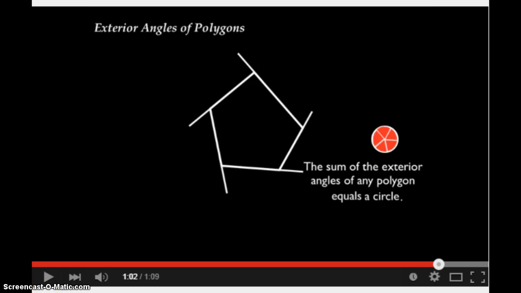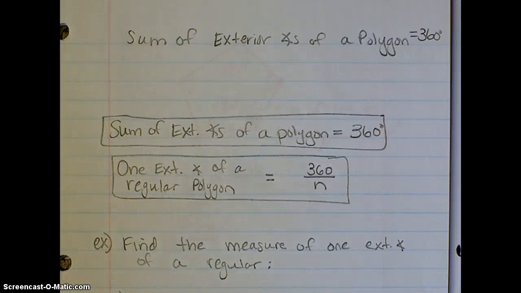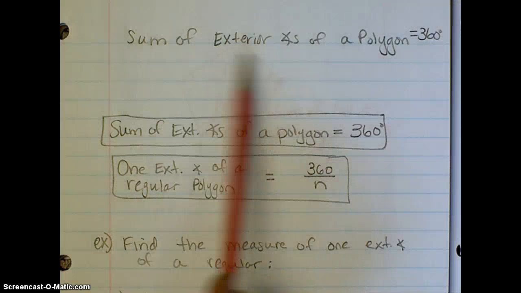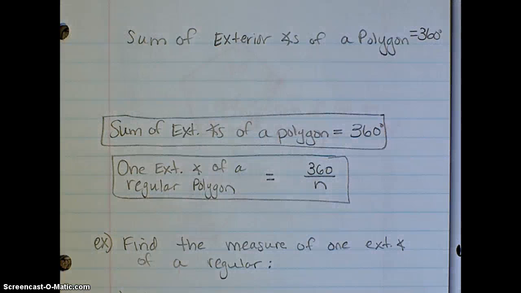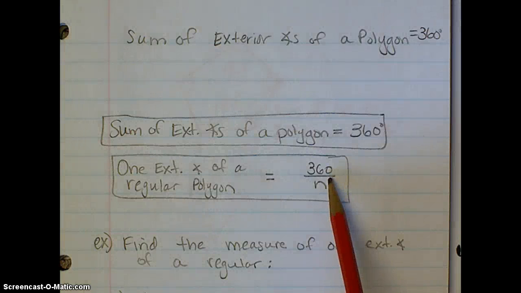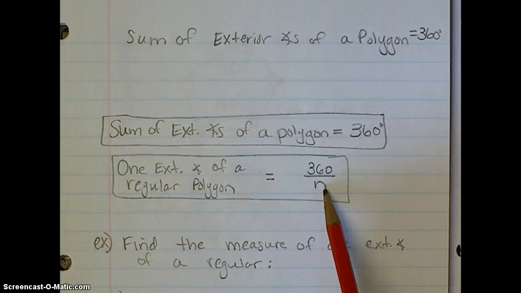Okay, so basically you can see that when you put all the exterior angles together, it forms a circle. And we know that within a circle, there's a total of 360 degrees. So we just saw how the sum of exterior angles of a polygon always totals 360 degrees, regardless of what the polygon is. And what we're going to do now is use that idea to find one exterior angle of a regular polygon. Again, we're just going to take the total, 360, and divide by the number of angles that you have, which is n.